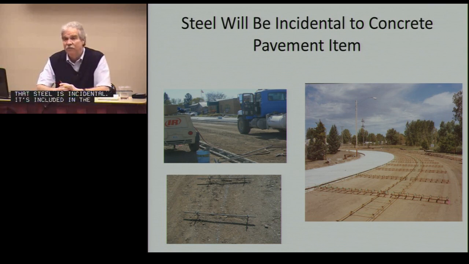We have an item called concrete pavement. So if it's a 7-inch concrete pavement by the cross-section, has dowels in it, that would be incidental. If you have the same project, you might have a 6-inch concrete pavement, and you might not have dowels in that. That cross-section would show and it would not have that.